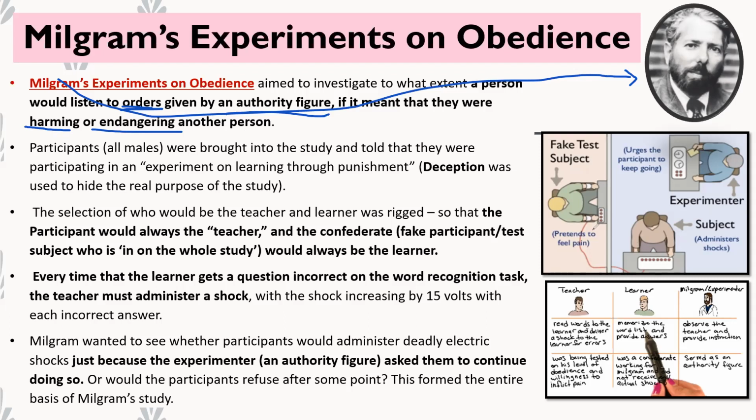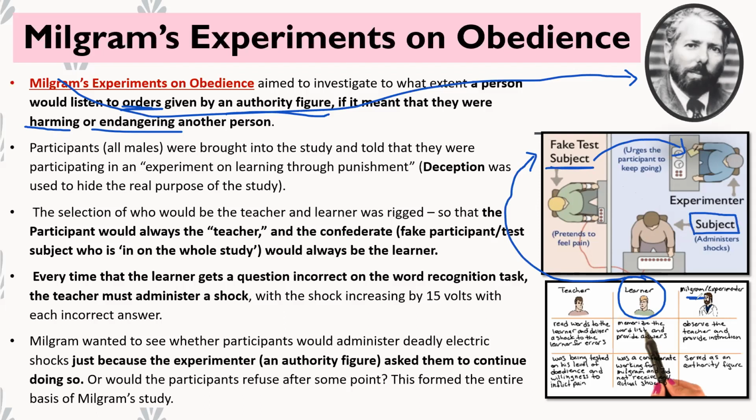Now, in the study, there are three main characters you need to know. The first one is the teacher, the unknowing participant. You've also got a confederate. The confederate is the learner, a fake test subject. That means they are working with the experimenter behind the scenes to run the experiment, and they know everything about it and are in on it. Another word for the teacher is the subject, because this is the actual real participant in the study.